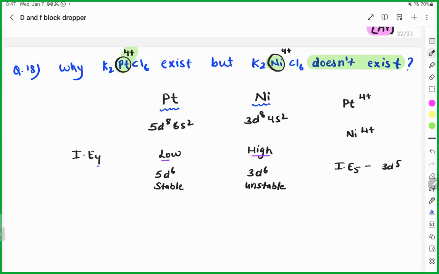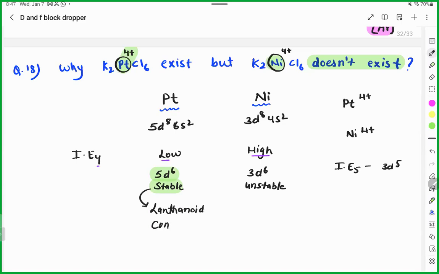Lanthanoid contraction. So what was the question again? Why is 3d6 unstable, right? Yes, why is 5d6 more stable compared to 3d6? I thought you asked why is like D. Wait, I got confused. So understood. Okay, so the reason is lanthanoid contraction.